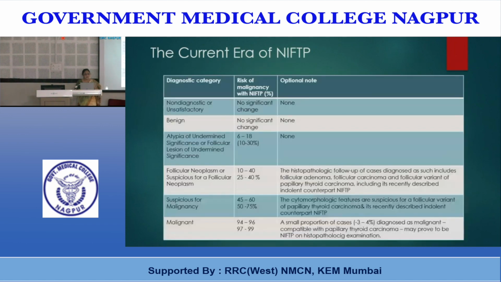So, in the current era of NIFTP, with the latest 2017 Bethesda classification published in 2018, we thought that there would be some changes in the risk of malignancy, but ultimately there was not much change in the percentages of the ROM, because this observation was based on a limited number of retrospective studies. Because NIFTP was thought to be a very indolent, benign-like neoplasm, we thought that the risk of malignancy would come down, but it hasn't as much, and more studies are required in future.